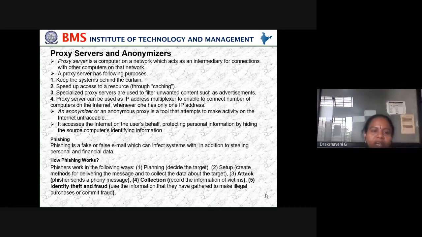So what is phishing? Phishing is a fake or false email which can infect systems, in addition to stealing personal and financial data. That is phishing.